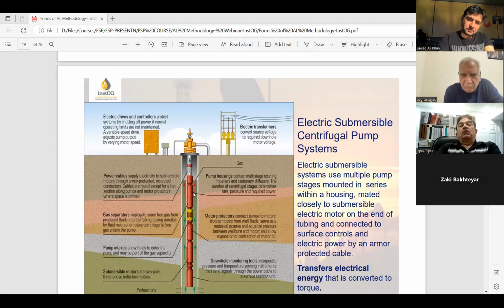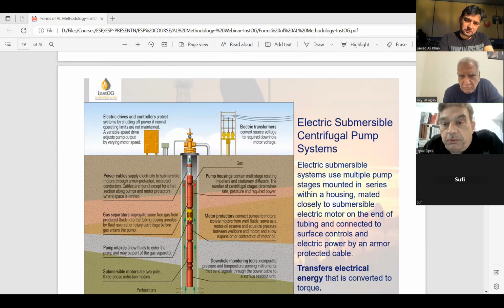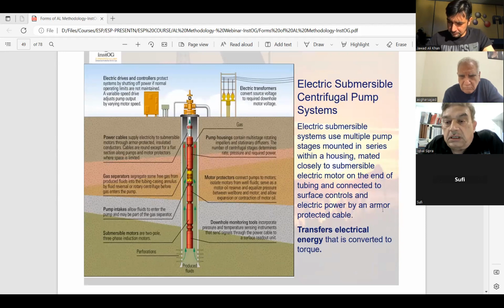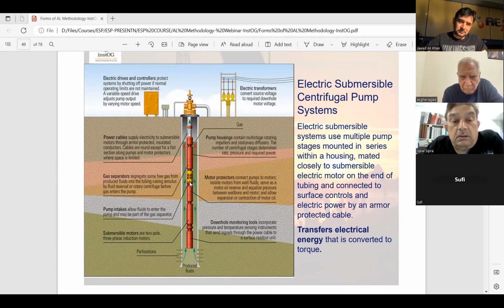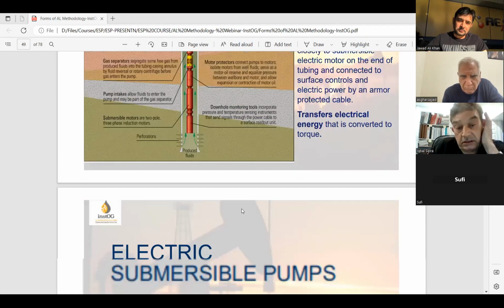Now comes the ESP, electric submersible pump. An electrical submersible pump system is multiple pump stages mounted in series within a housing, mated closed into a submersible electrical motor, end-to-end on tubing, and connected to surface control of the electric power by an armor protected cable. You can see this is your motor, this is your protector, this is your intake, this one your pump, and this is your electric supply. But I'll talk in detail about all the system.